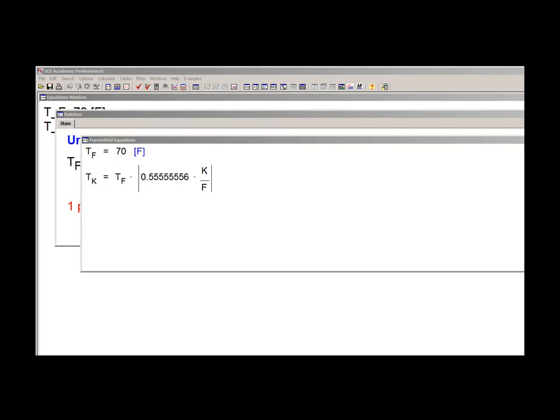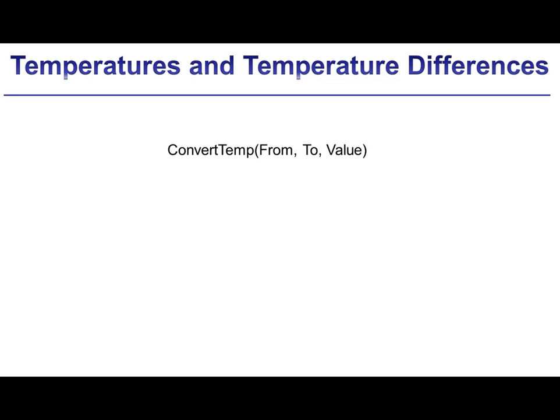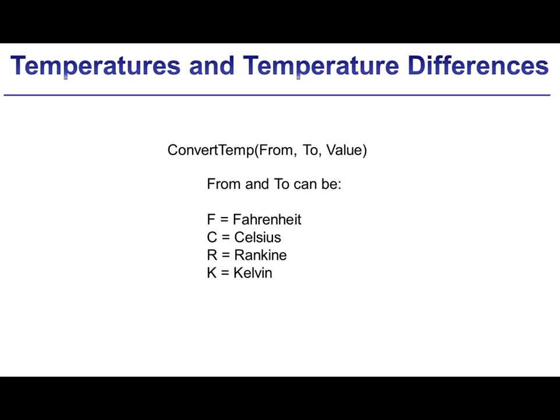So the ConvertTemp function in EES is what you need if you want to convert between temperature scales, because it internally does both the multiplication and the addition that's required. The ConvertTemp function accepts three arguments. The first argument indicates the temperature scale to convert from. The second argument indicates the temperature scale to convert to. And then the third argument is the actual numerical value or variable or expression that you would like to be converted. The temperature scale indicators can be F, C, K, or R, representing Fahrenheit, Celsius, Kelvin, and Rankine scales respectively.